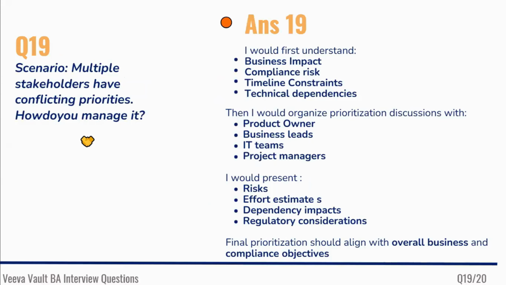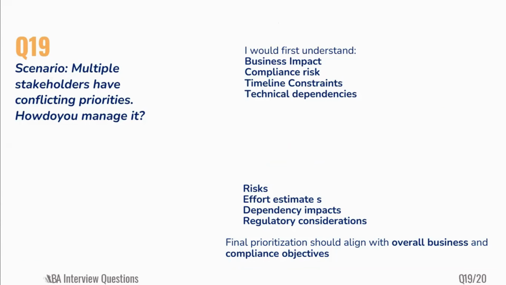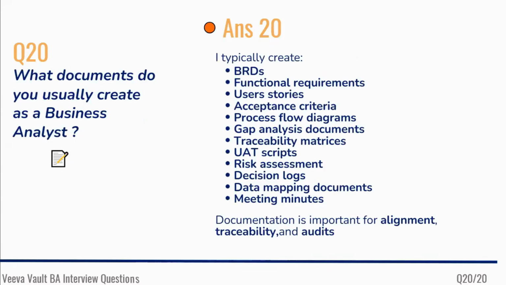Now, question 19. Multiple stakeholders have conflicting priorities. How do you manage it, right? Let's say you are dealing with multiple stakeholders on the same project. In that case, you should first understand the business impact, compliance risks, timeline constraints, and technical dependency. Then you should organize a prioritization discussion with the product owner, business lead, IT team, and project manager. If needed, you can connect with them individually or in smaller groups. Then you present the risk, effort estimates, dependency impact, and regulatory considerations. Final prioritization should align with overall business and compliance objectives. At the last stage, we have to come to one page, right?